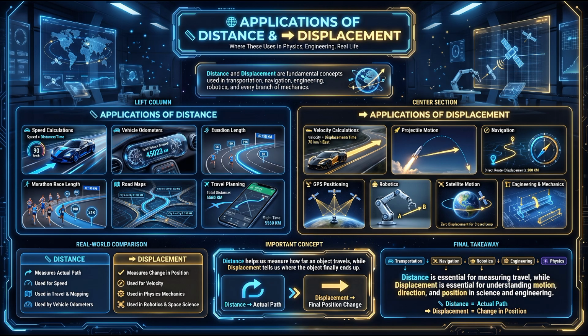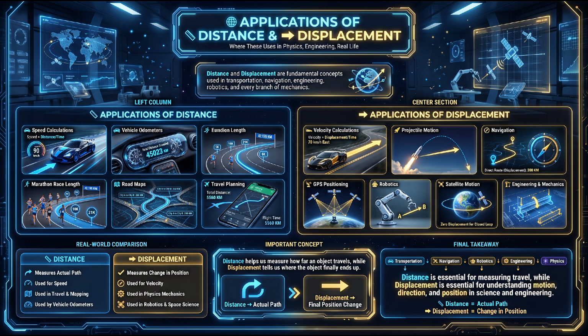Modern GPS positioning systems also rely heavily on displacement. Satellites continuously determine the position of a receiver on Earth by calculating its change in position relative to known reference points. Although navigation apps display the road distance you need to travel, the GPS itself determines your location using displacement.